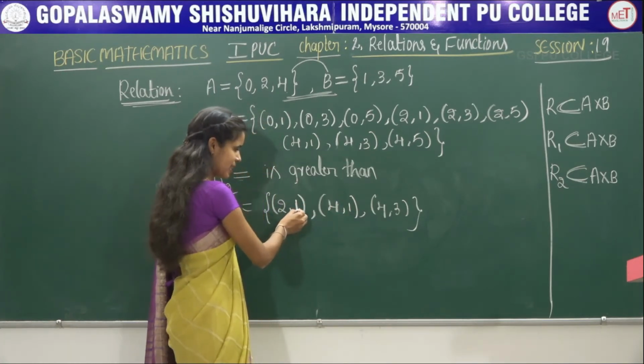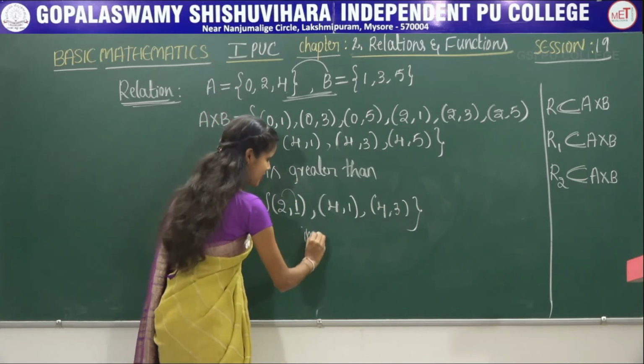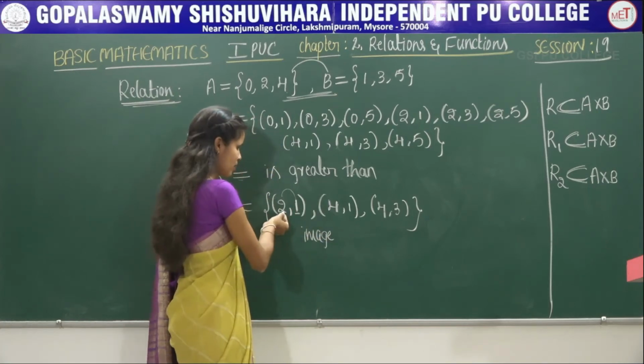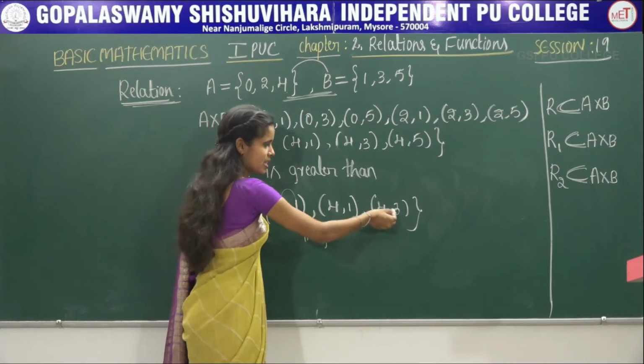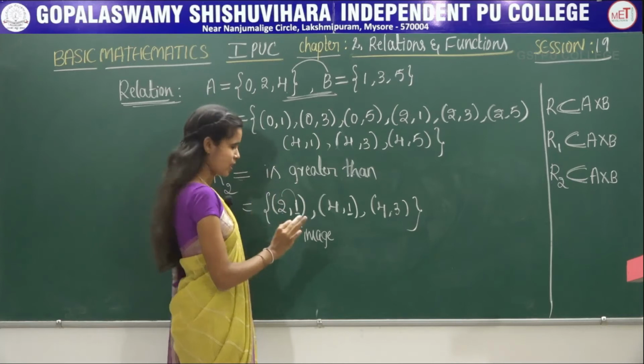The second element is called the image of the first element. Here the image of the element 2 is 1. Image of 4 is 1, image of 4 is 3. So, the second element is called the image of the first element.